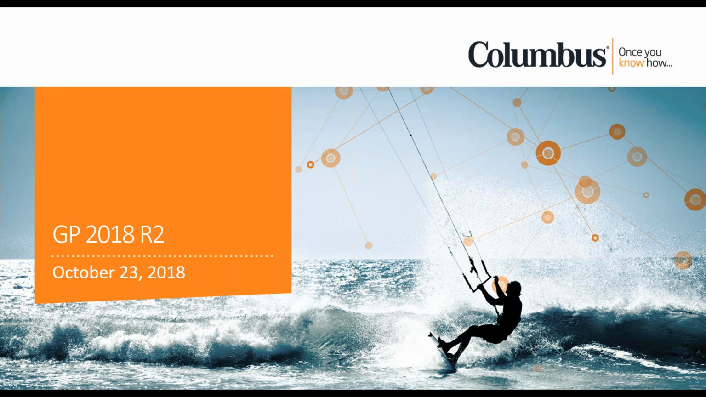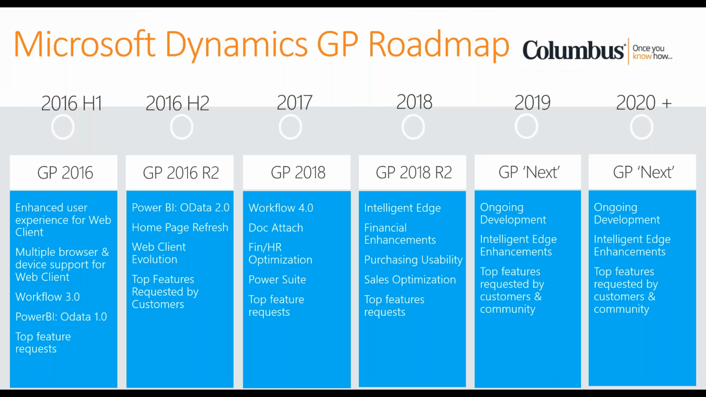The first thing I thought we would cover is the actual roadmap, so that we can talk about where 2018 R2 fits in the grand scheme of Dynamics GP. You see the fourth pillar over from the left: 2018 R2 brought in a lot of new features, a lot of things requested by end users, and some things that Microsoft kind of snuck in there that you'll get a look at as well.